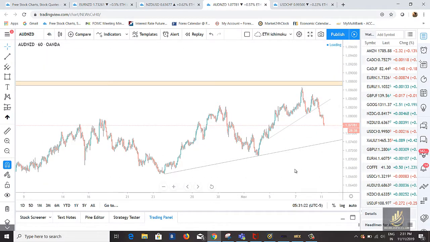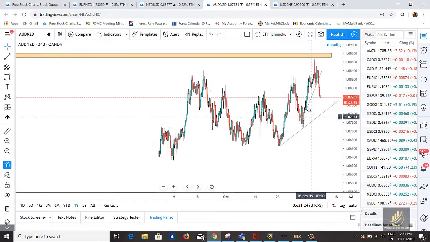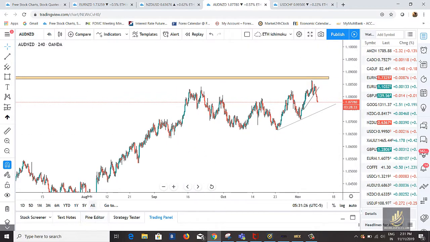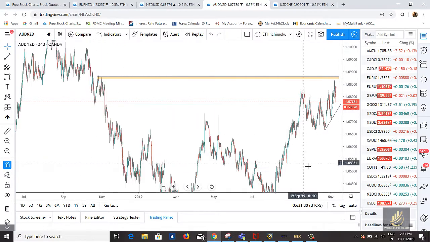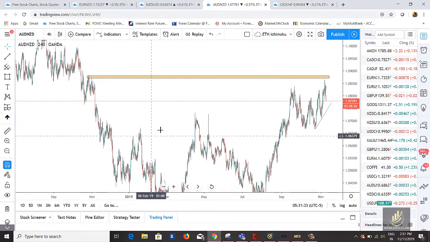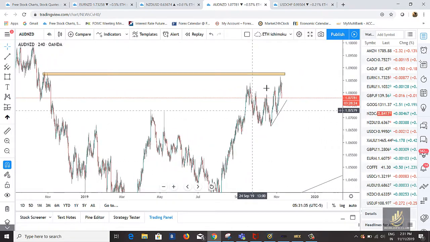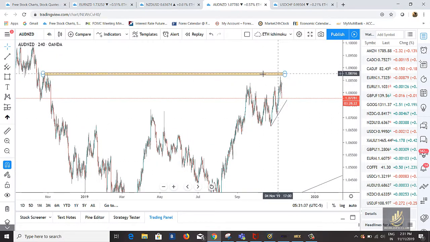This is a 4-hour chart. Okay, so what is happening? So this is a prior resistance level. Okay, so price went down, it went up. Now we see some rejection here, we started taking trades here.